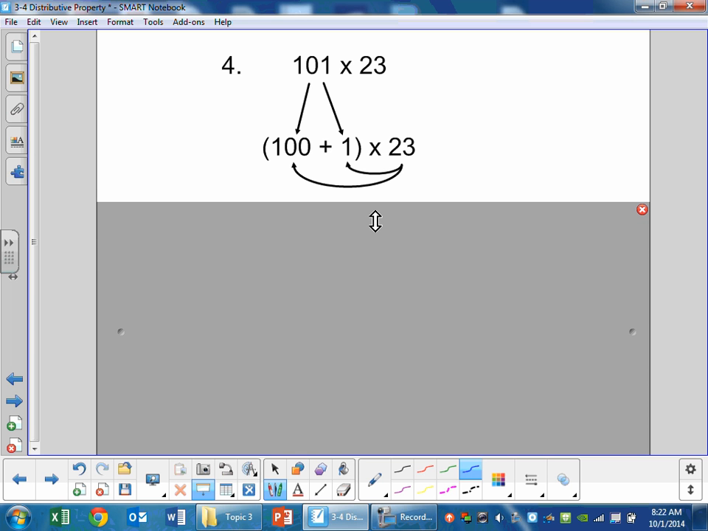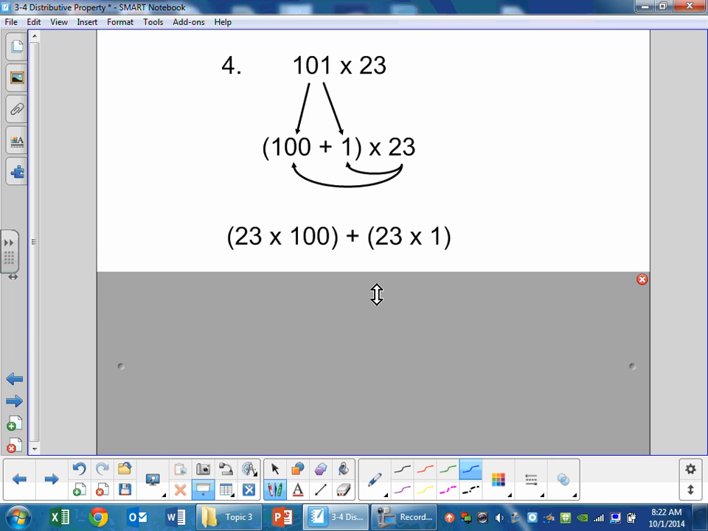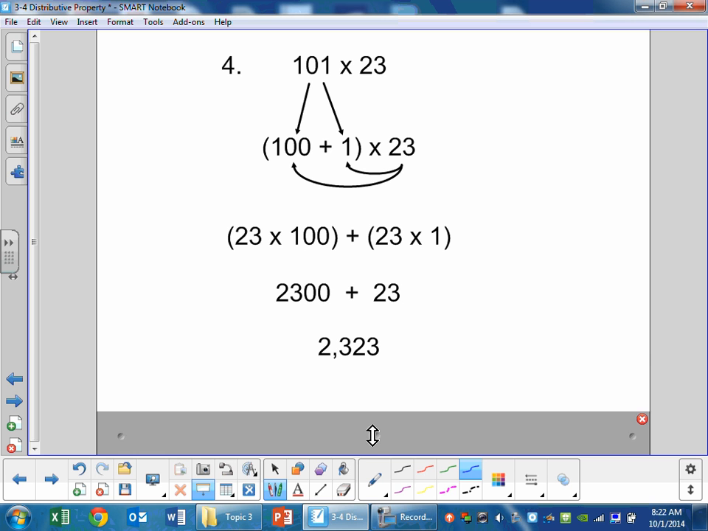Pause it. Okay, if you wrote this out, you are correct. You distributed this 23 out. You're going to have 23 times 100 plus 23 times 1. And then find the products, add them, and go ahead and get your final answer.